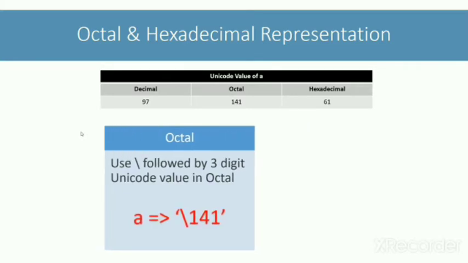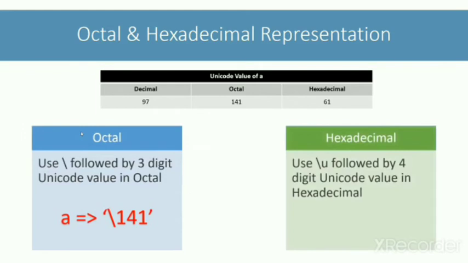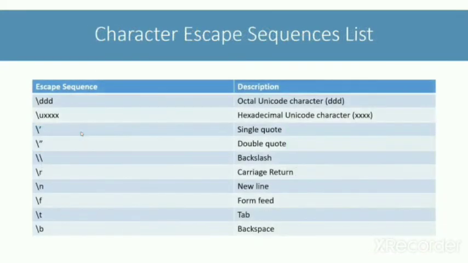For hexadecimal form, use the backslash and u and then exactly 4 hexadecimal digits of the Unicode value. A small a in hexadecimal form will be written like this. This table lists the character escape sequences in Java. You can use it as a handy reference. Okay, now that we have some understanding of character literals, let's play around with them in a BlueJ program.